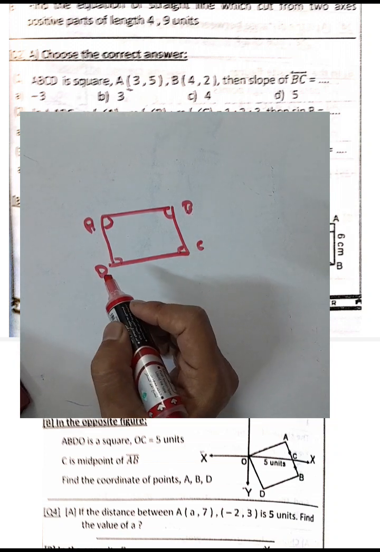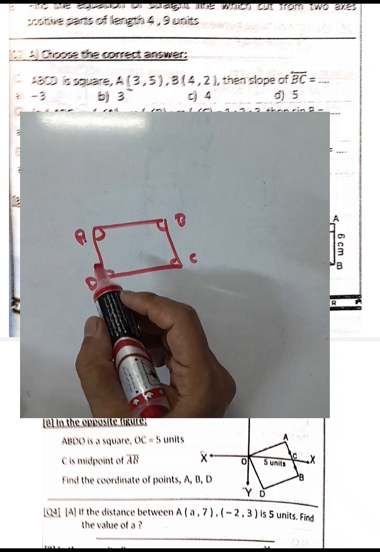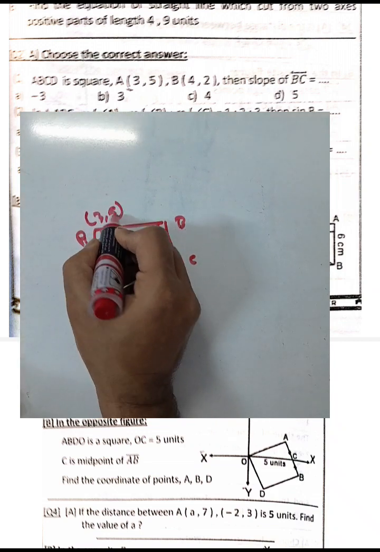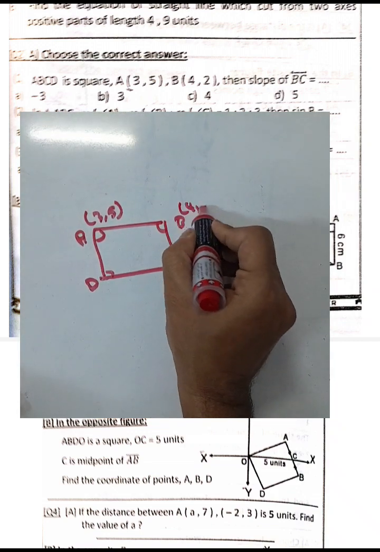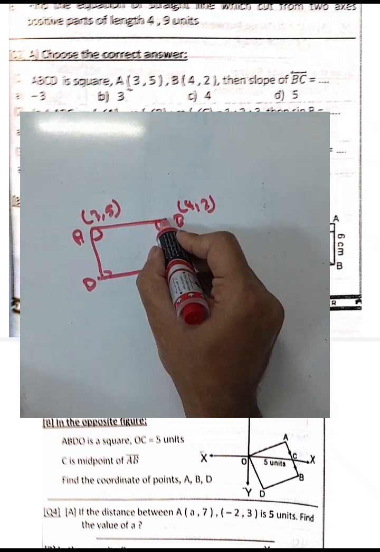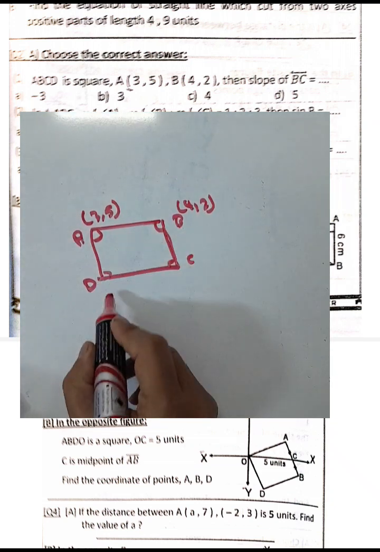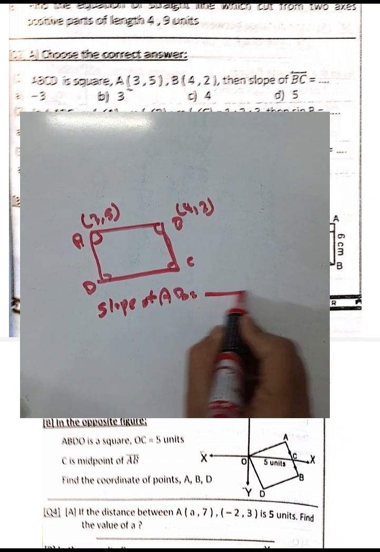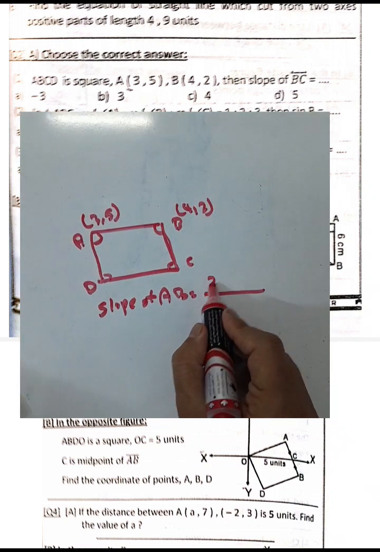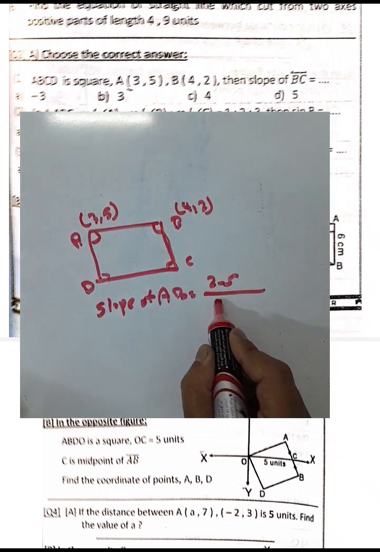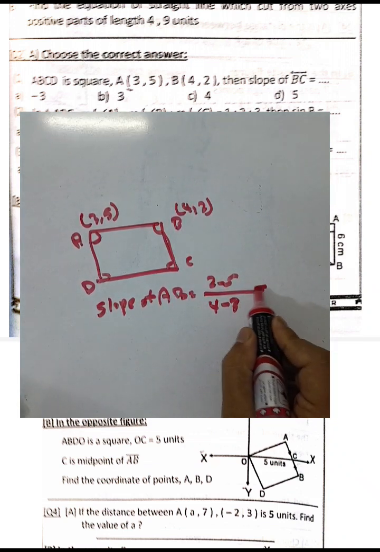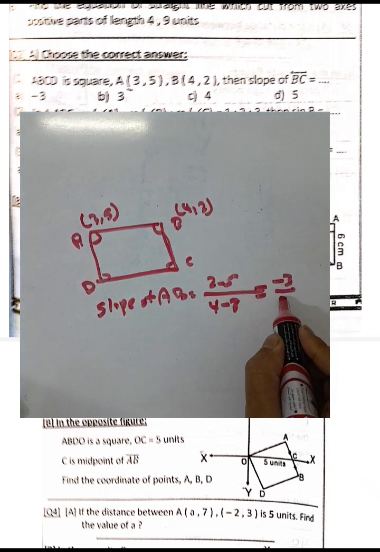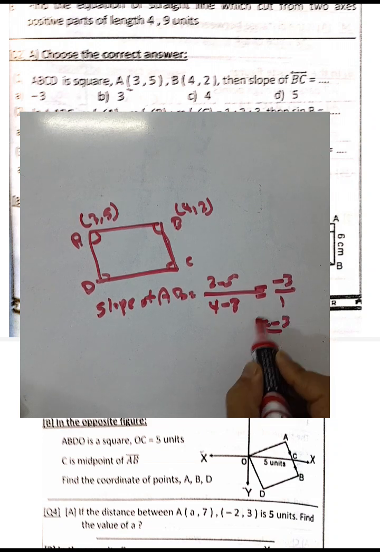Square. Okay, he gives us A is (3, 5) and B is (4, 2). We want to find the slope of BC. We can find the slope of AB first: 2 minus 5 over 4 minus 3, which is negative 3 over 1. The result will be negative 3.